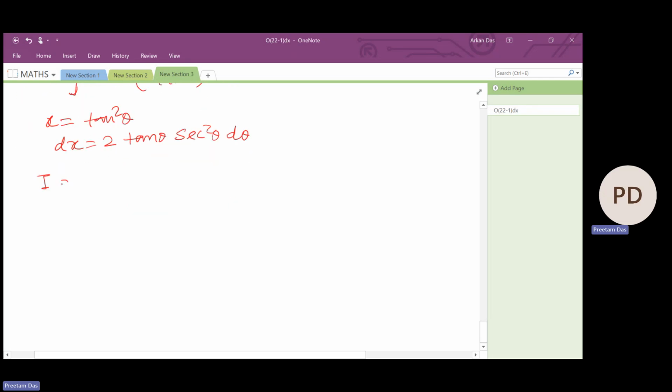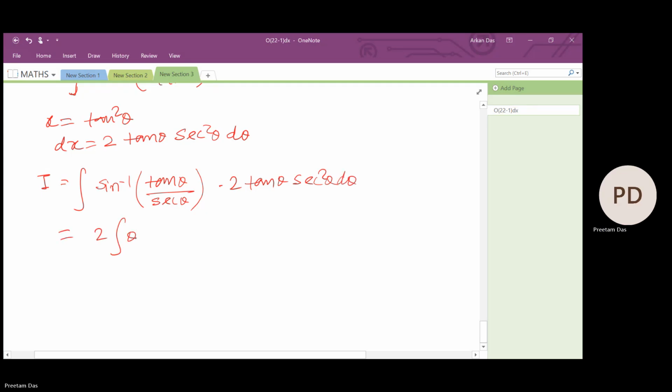So what will be your integration now? Your integration will reduce to sine inverse of x by 1 plus x. If you simplify x by 1 plus x, you will get tan theta by sec theta, which means sine, and then 2 tan theta sec square theta d theta. Overall, this expression reduces to theta tan theta sec square theta d theta. Obviously, now we have to use integration by parts.